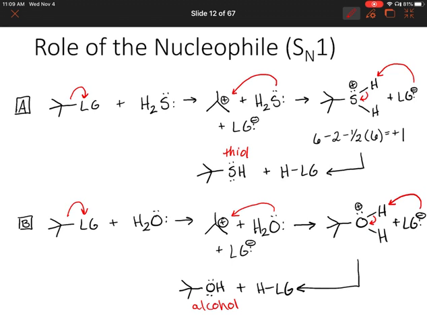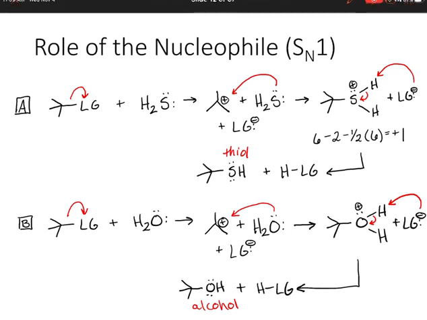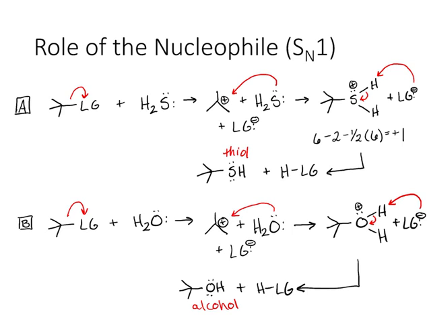Okay, now let's talk about the role of the nucleophile in an SN1 reaction. So we do have two different nucleophiles here. One has a sulfur, one has an oxygen. So is that going to have any sort of effect on the rate of the reaction?